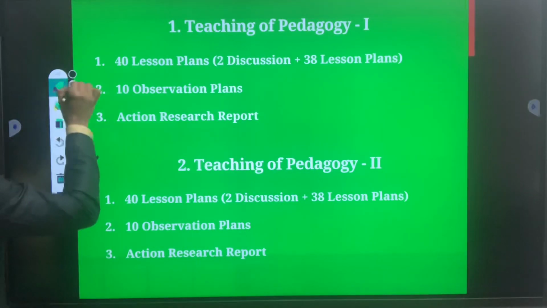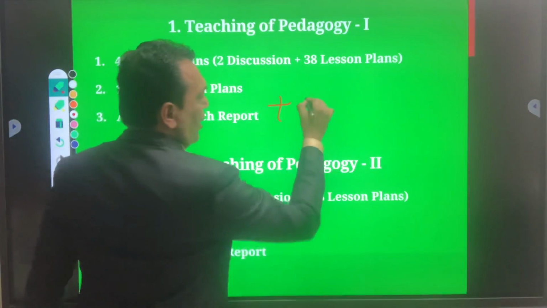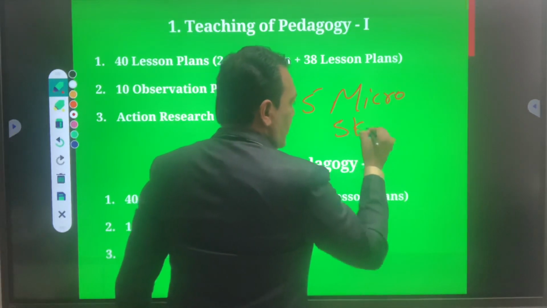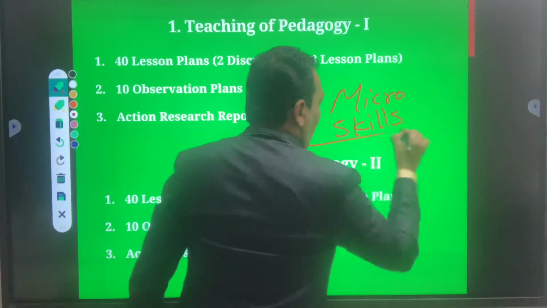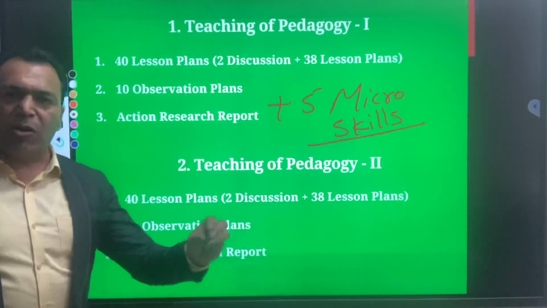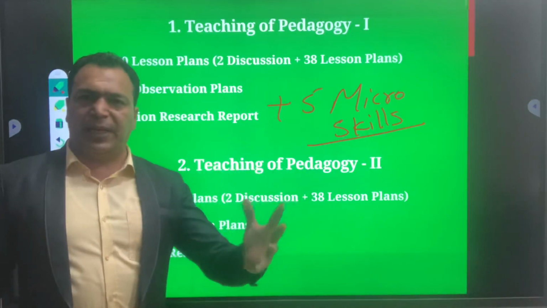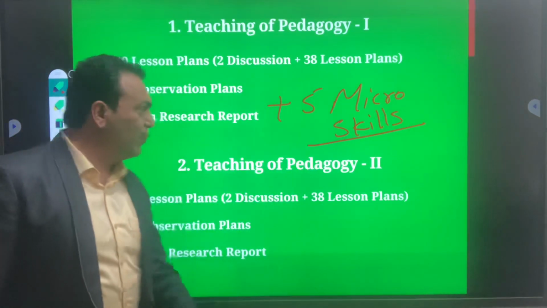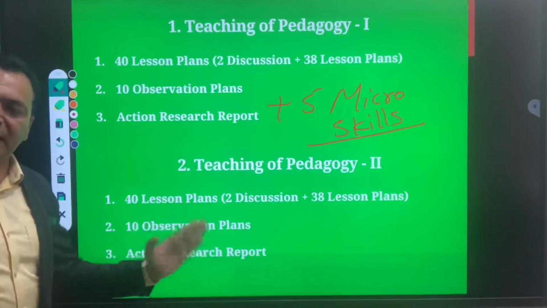Pen, I'm using this black one, and 5 micro skills. This is the important, okay? Sometimes student miss 5 micro skills. Skill of introducing the lesson, skill of explaining, skill of asking the questions, okay? You have the time, you can make it, okay? Same thing you have to do in the second file.